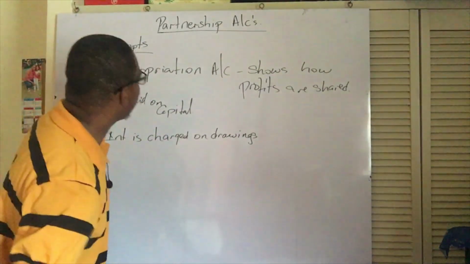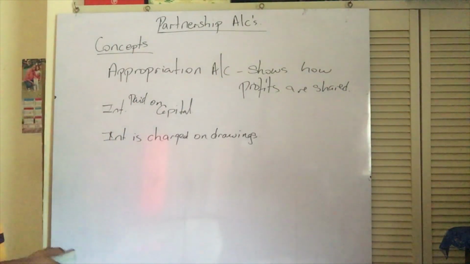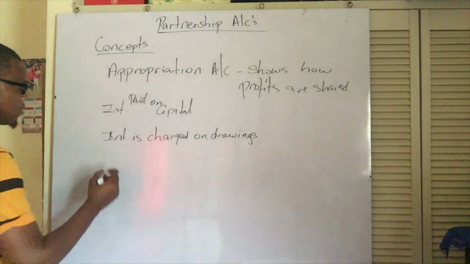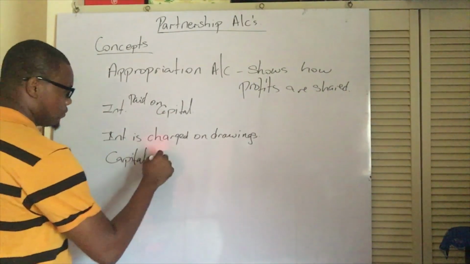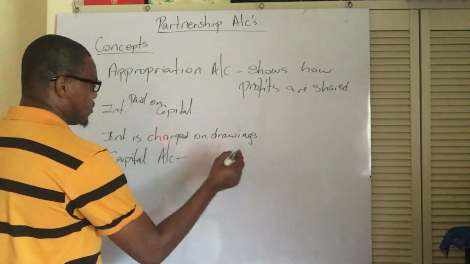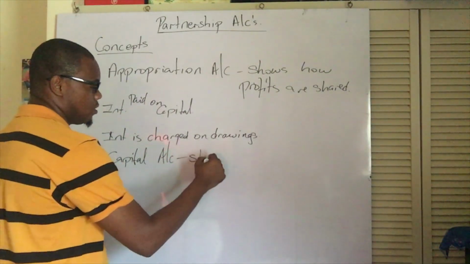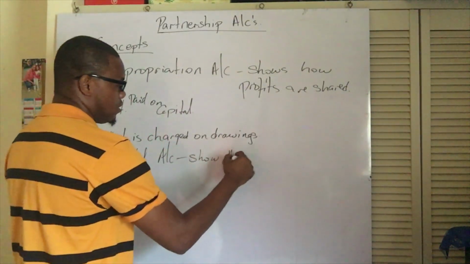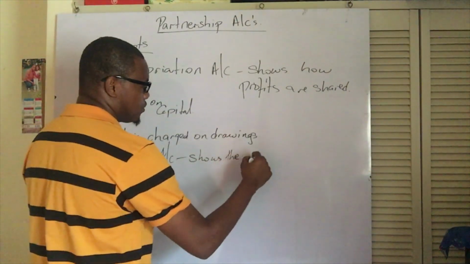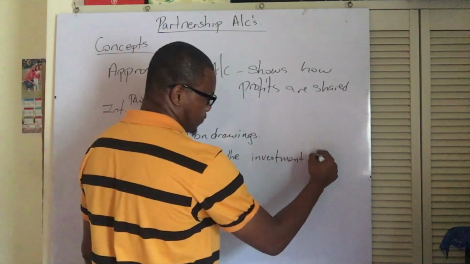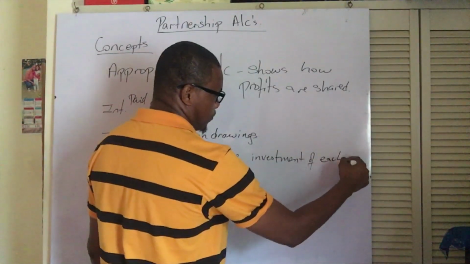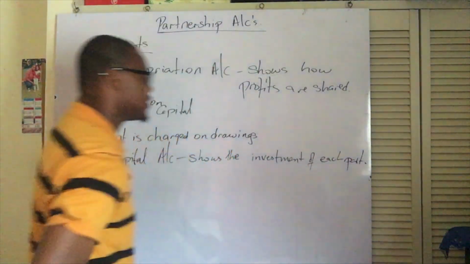So these are basically the main concepts as they relate to partnership. We do have an account that they call the capital account. And the capital account basically shows the investment of each partner.